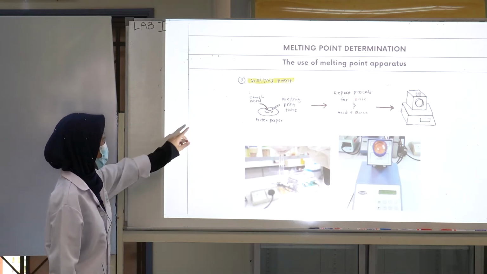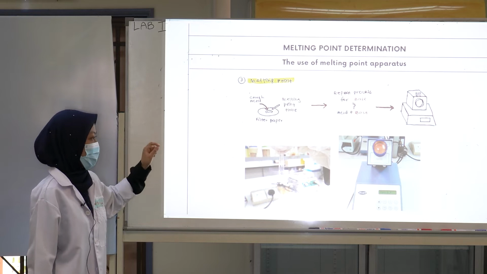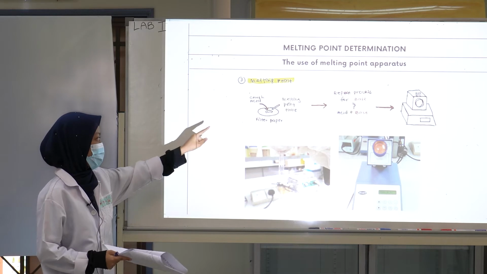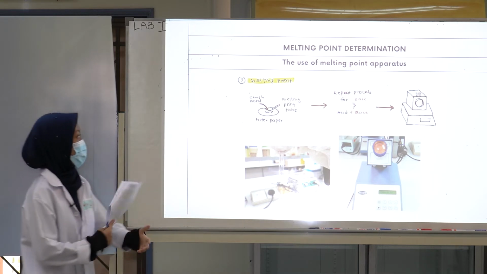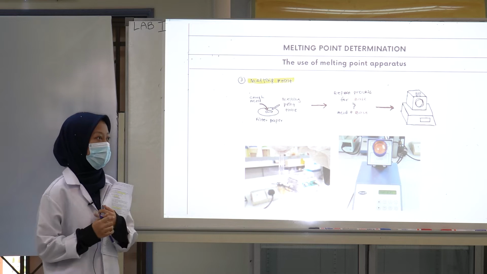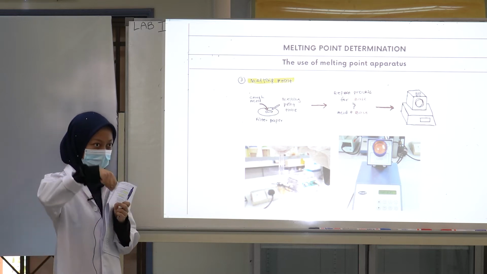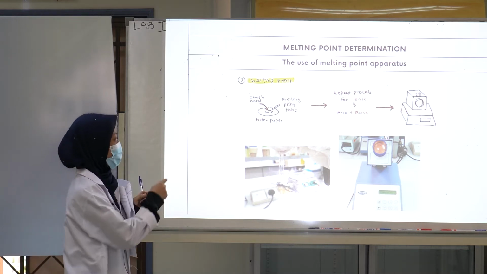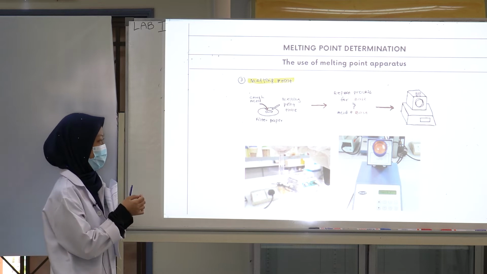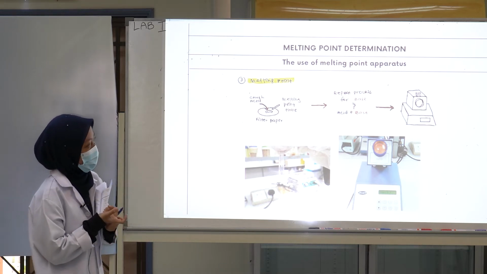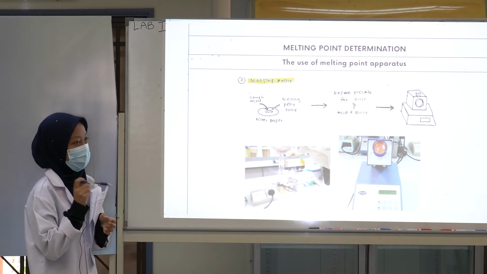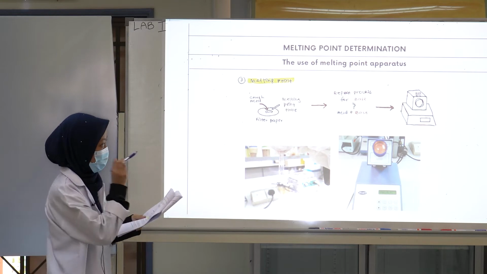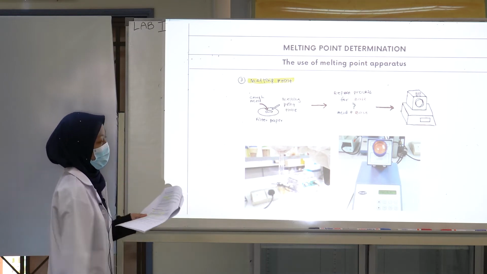So first thing first, we need to crush the acid. We take a small amount of acid and then we crush it on the filter paper. After that we take the melting point tube and then we do that to make sure the crushed acid goes down. After that, we repeat the process for base and also for acid plus base. And then after that, we put it onto the melting point apparatus.